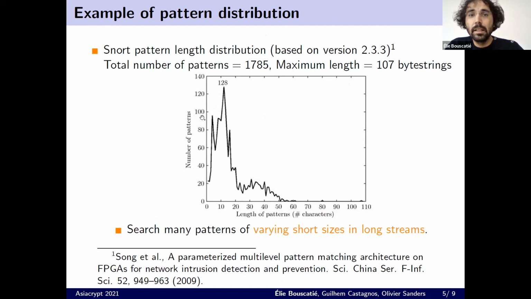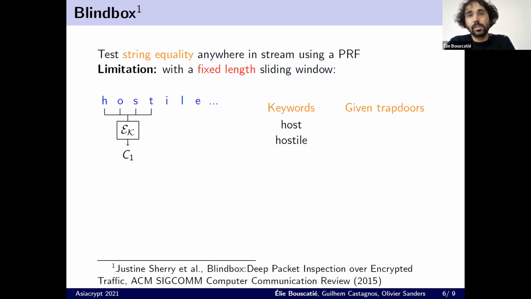Just a quick look at the kind of patterns that we can have to search. This is a list for some version of Snort, which is an IDS, an intrusion detection system. And we see there are many patterns, and they have very different lengths, quite short, but very different lengths. So some solutions try to get back to string equality. They break the stream into strings of fixed length.